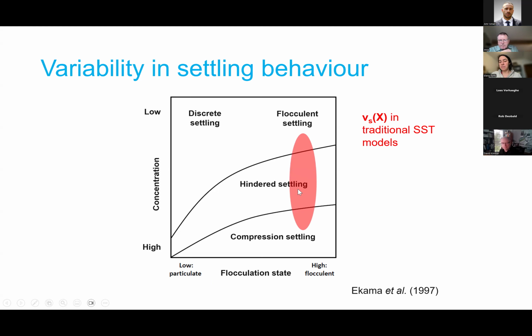I've let it pass a little bit because, of course, there are ways that we include in these functions to cover compression and cover a little bit also the flocculant settling. I will give it to Imre to talk a little bit more on these settling velocity functions.